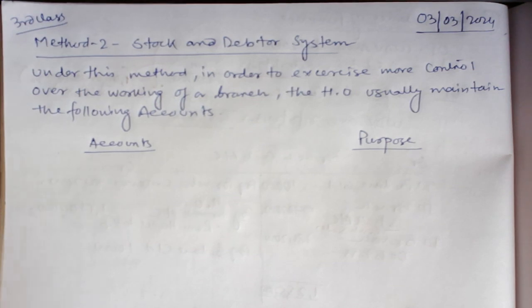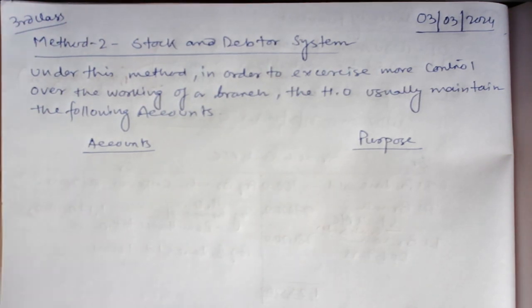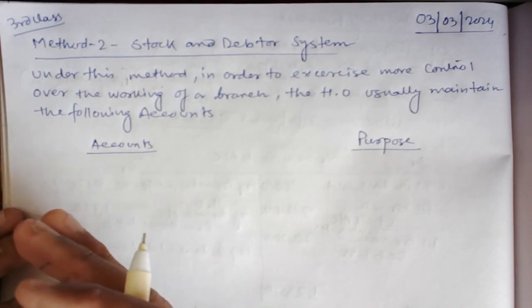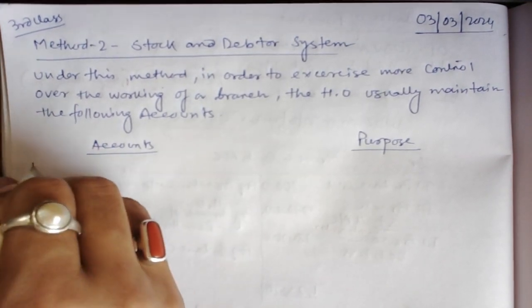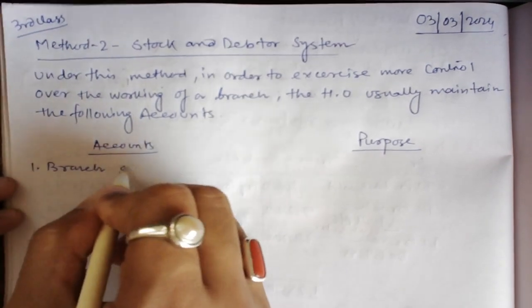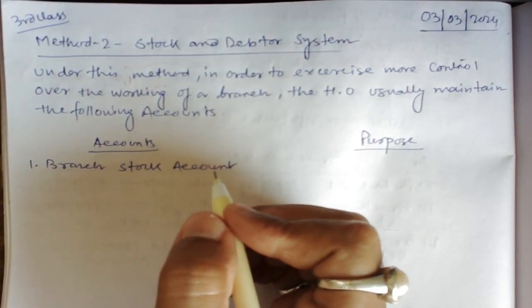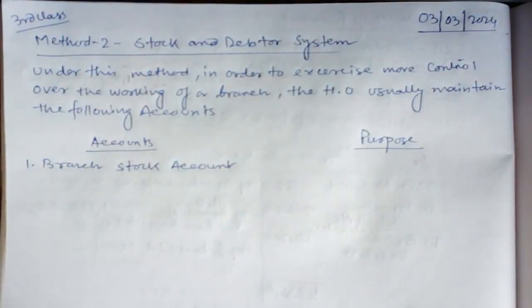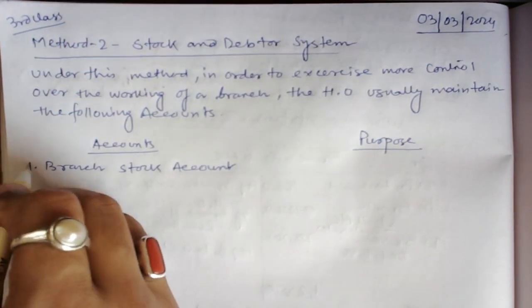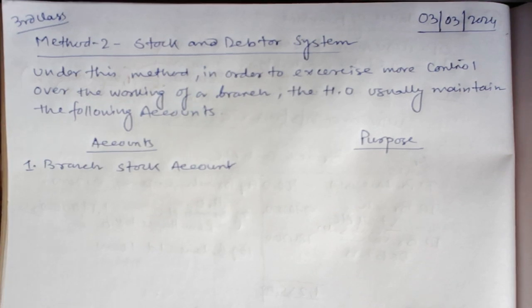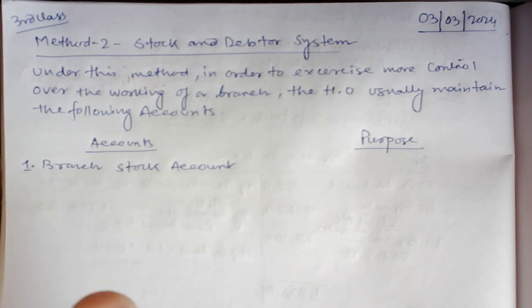The first account we always need to prepare: in the debtors system we mainly prepare the branch account, where we record every transaction related to the branch, except the credit sale. But here we mainly prepare the branch stock account. So write down number 1, branch stock account. Remember, the branch stock account has to be maintained at either cost price or invoice price. If the invoice price is given, we maintain it at invoice price, and if the cost price is given, we maintain it at cost price.